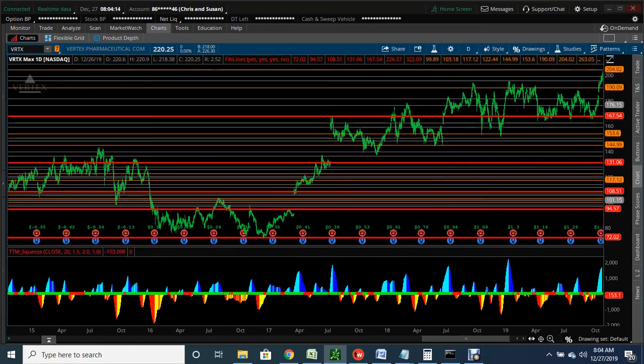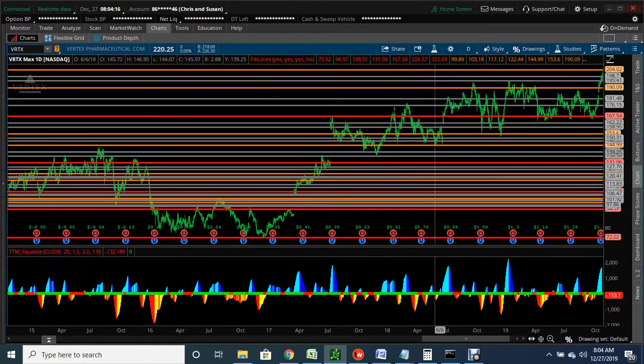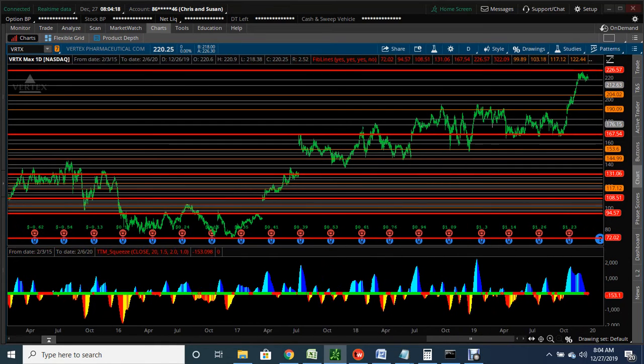And you can see that we had this resistance right here at the 423 line. Then we came back and kind of bounced around. And that resistance at 423 later became support. And the stock went all the way up here now to sitting just below the 684 line.